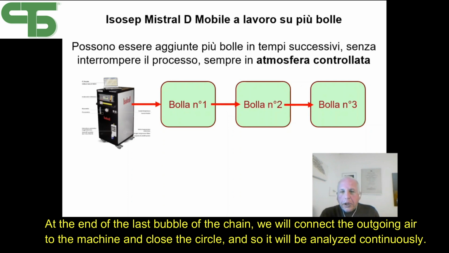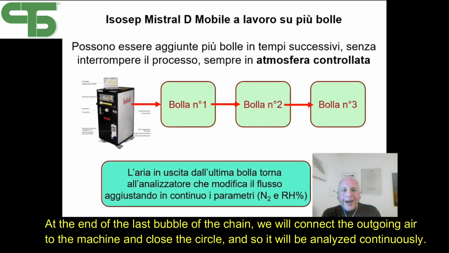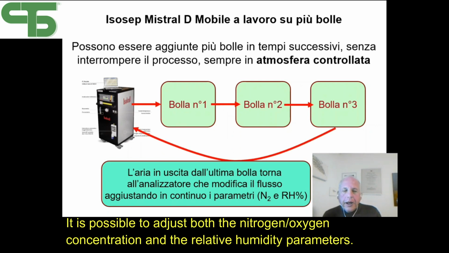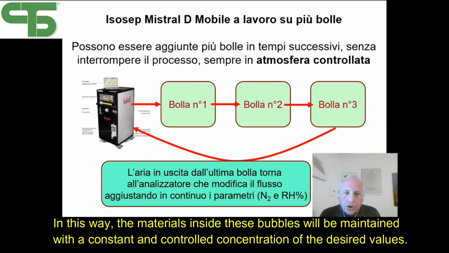At the end of the last bubble of the chain, we will connect it to the machine, closing the circle, and so it will be analyzed continuously. It is possible to adjust both the nitrogen-oxygen concentration and the relative humidity parameters. In this way, the material inside these bubbles will be maintained with a constant and controlled concentration of the desired values.